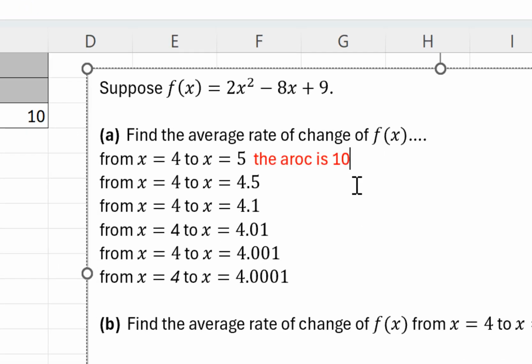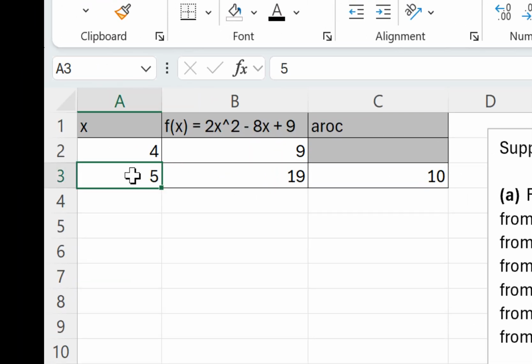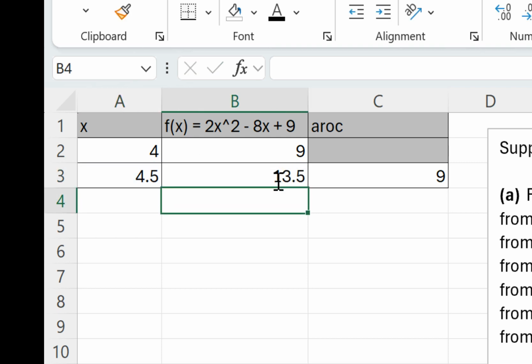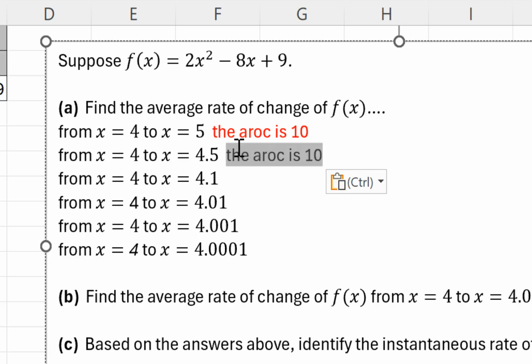I'm asked to find the average rate of change from 4 to 4.5. So the nice thing about Excel is I can just go in here and only change the x value in my table. I'm going to change the x value to 4.5, and as soon as I do so, we see that it automatically calculates the new function value, y equals 13.5, and it automatically calculates the slope from the point (4, 9) to the new point (4.5, 13.5), and it says that this average rate of change is 9. So the slope of the secant line from x is 4 to x is 4.5 is 9.